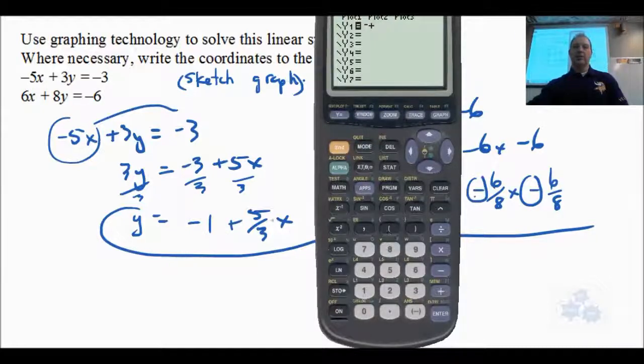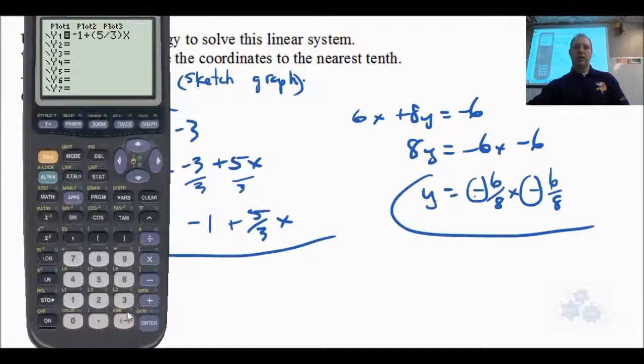So plus. Second thing, when you're using a fraction, use brackets. 5 divided by 3, bracket. Then put the x. So yeah, that should be a 1 there. 1 didn't hit. Okay. So it should look like this. Negative 1 plus 5 over 3x. Good?